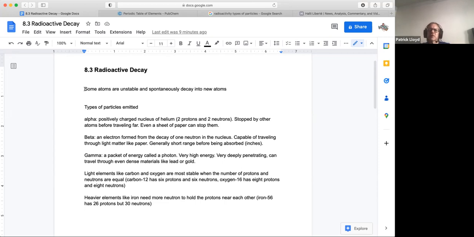When you get up to the heavier elements, you need more neutrons to hold the larger number of protons together. So for example, iron 56, that's a pretty stable form of iron. It has 26 protons, but it has 30 neutrons, more neutrons than protons. So lighter elements, generally 1-to-1 ratio, heavier elements, a little more neutrons than you have protons. Okay, so let me show you a little picture here.